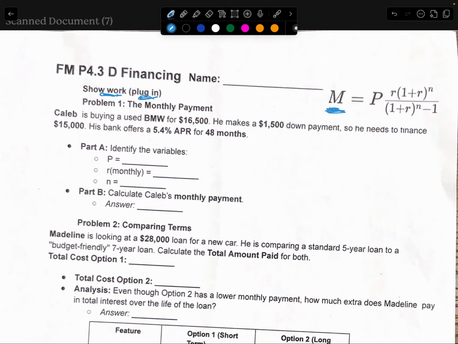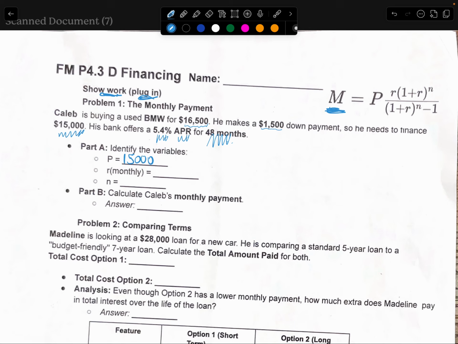The problem is a new BMW, $16,500. He makes a $1,500 down payment. So first of all, he only needs to finance $15,000. So that's the loan. The $15,000 is what we're going to pay interest on. So his bank is offering him 5.4% APR for 48 months, okay, for 4 years.